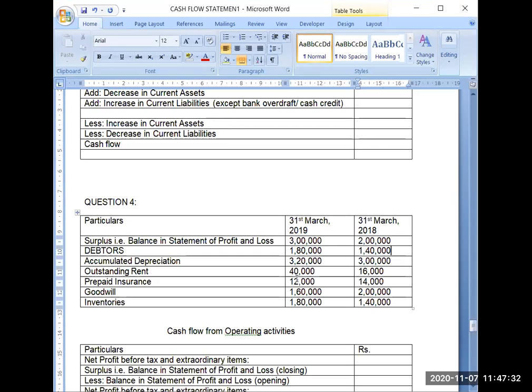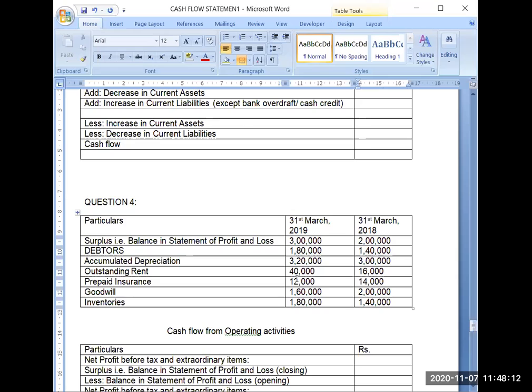The journal entry will be debtors account debit to sales account. Obviously, if I want to increase the debtors, the journal entry will be debtors account debit to sales. Only then my debtors can increase. Or instead of sales, I can say cash also: debtors account debit to cash account means if I am giving them goods, that also means I am giving them cash. So my 40,000 is going out of the business.